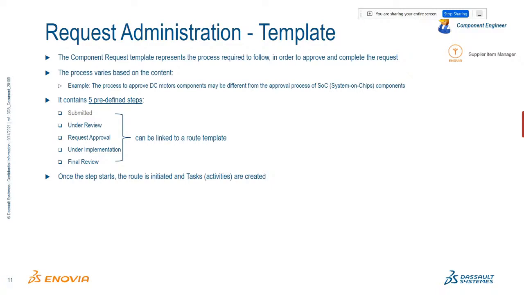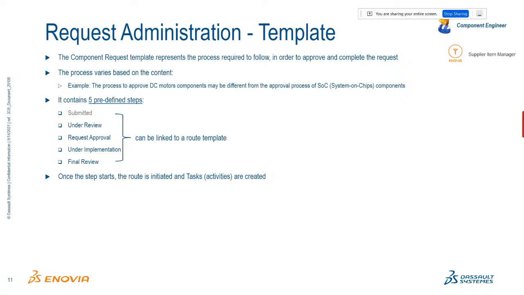So we're talking about 5 pre-steps here that we use in the process. That is the submission, the under review, the request approval, under implementation and final review. Each one of these steps can be linked to a route template. It's a choice that you can make, that in order to achieve this maturity of the process, you may want to add a route template, where users can have activities there.